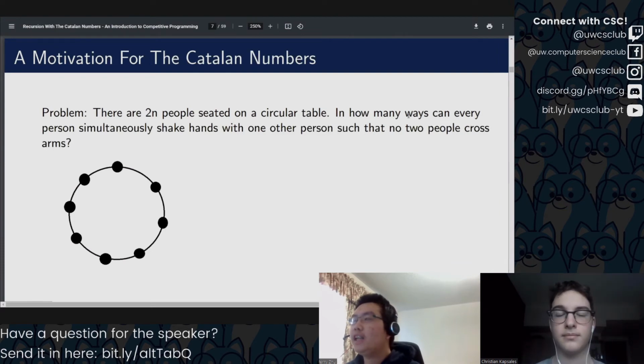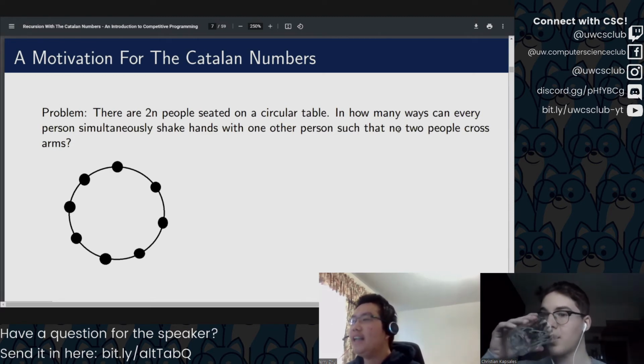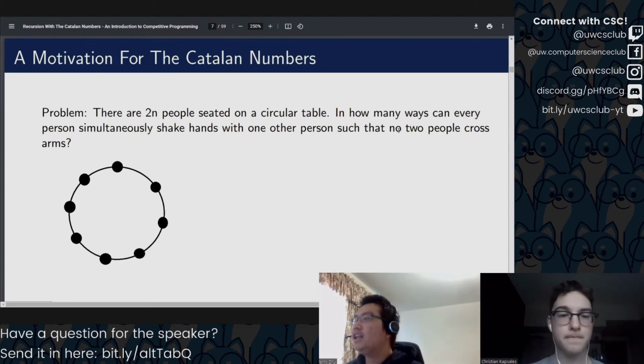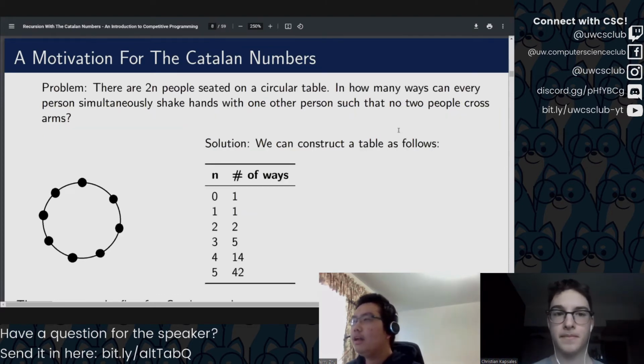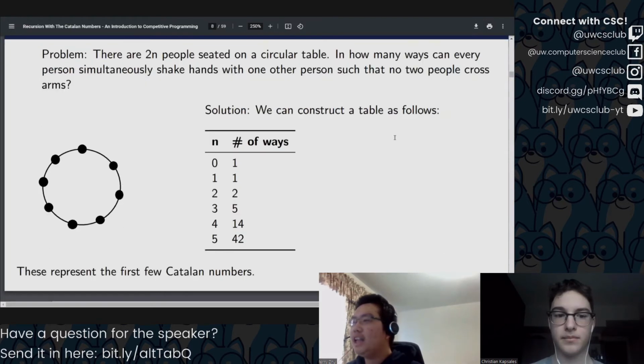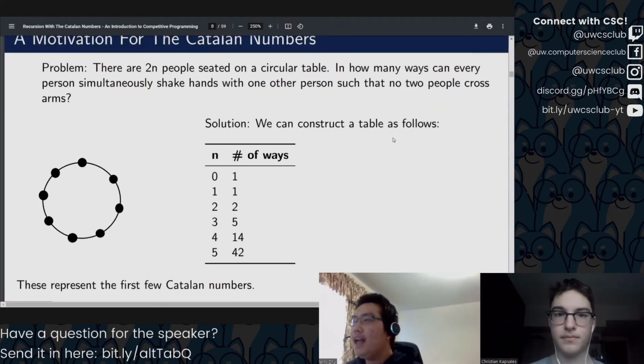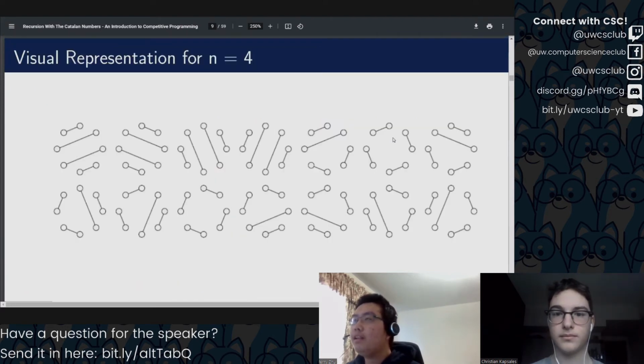Let's look at a motivation for the Catalan numbers. The problem is that there are 2n people seated on a circular table, and we want to find the number of ways that every person simultaneously shakes hands with one other person, such that no two people cross arms. To solve this, we can construct a table as follows, where on the left side we have n, and on the right side we have the number of ways. Notice that these represent the first few Catalan numbers. Here is a visual representation for n equals 4, and we notice that there are 14 total ways.